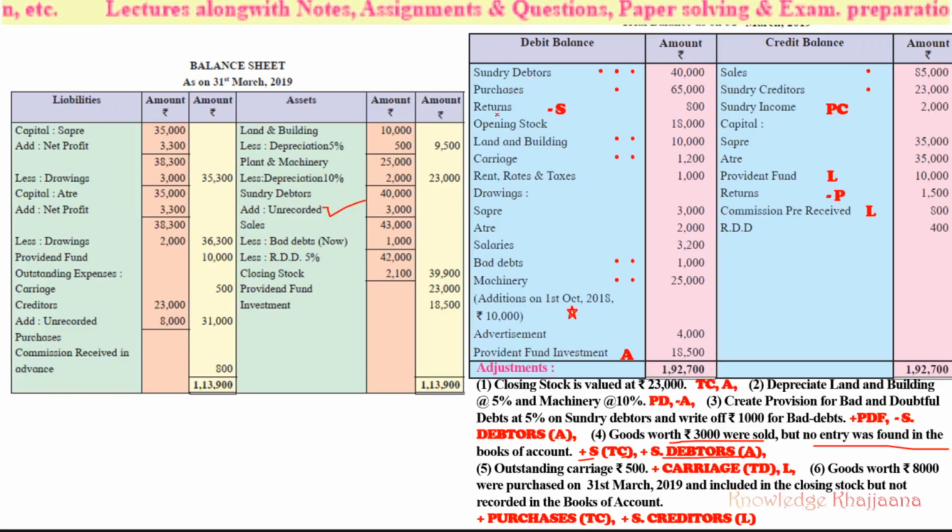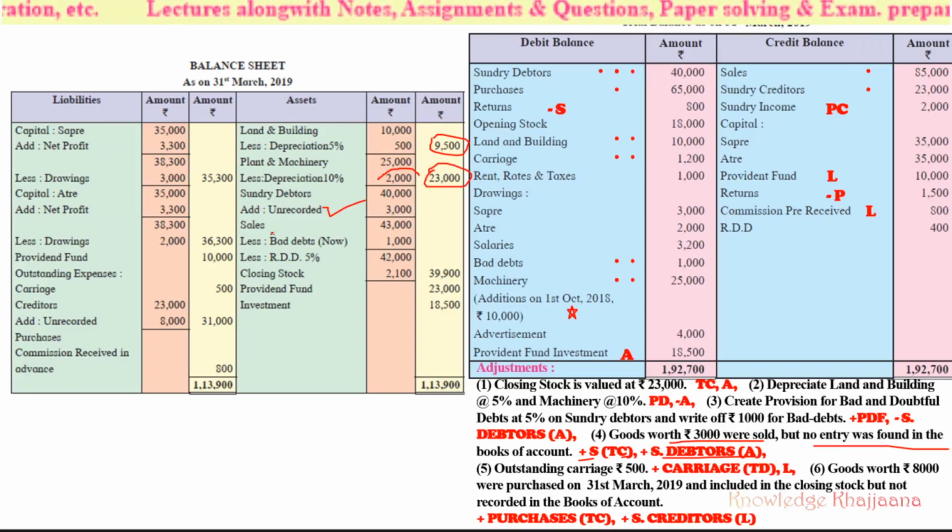Then land and building, rupees 10,000 less depreciation at 5%, so the final written down value of land and building is rupees 9,500. Similarly for plant and machinery we have calculated depreciation, that was rupees 2,000, and the written down value of plant and machinery is rupees 23,000.